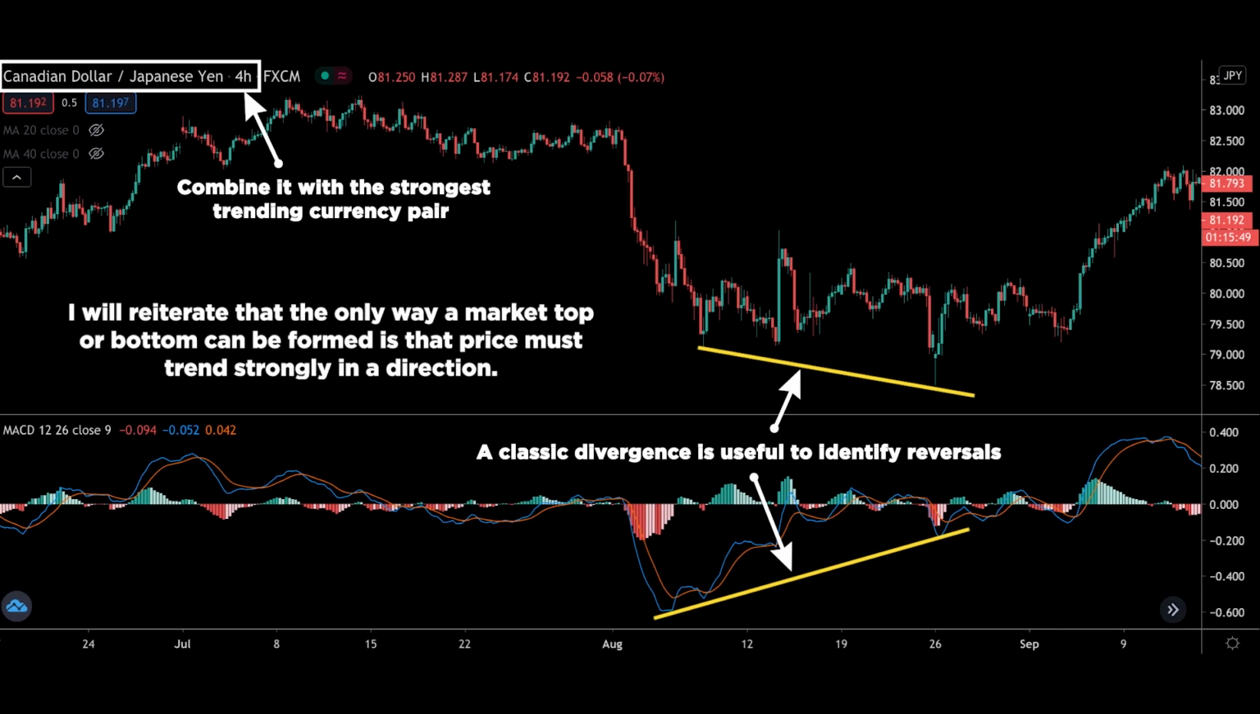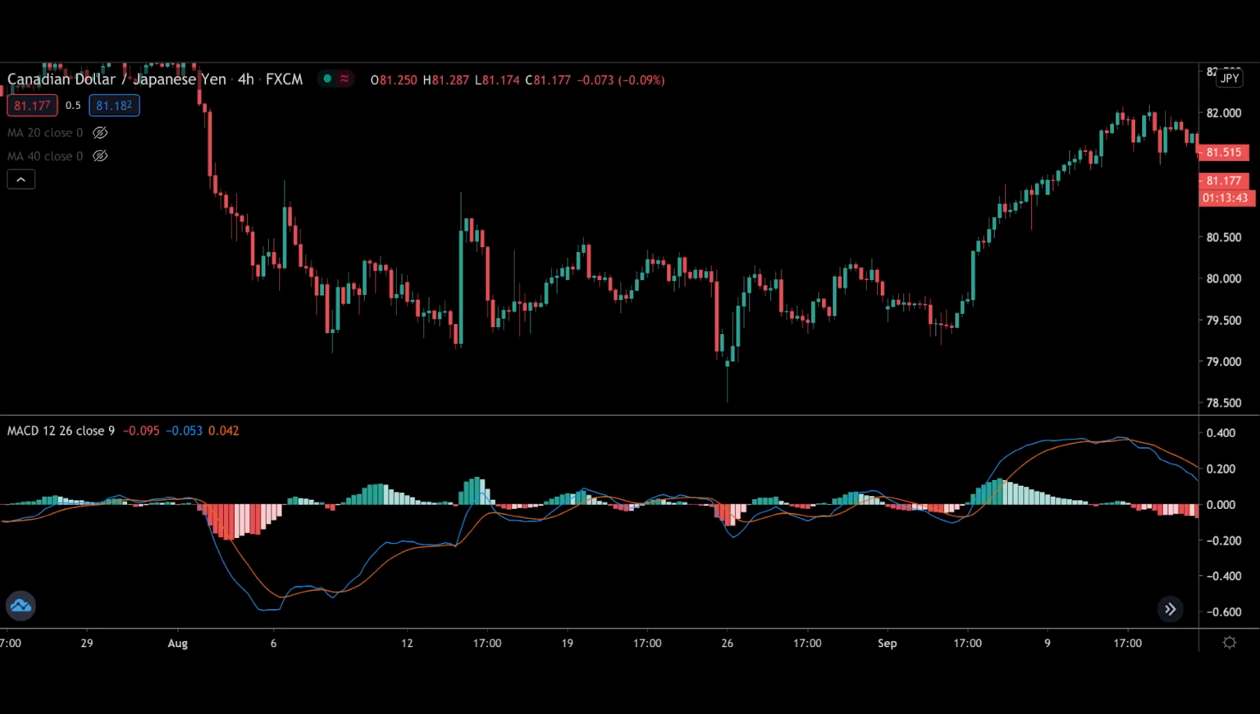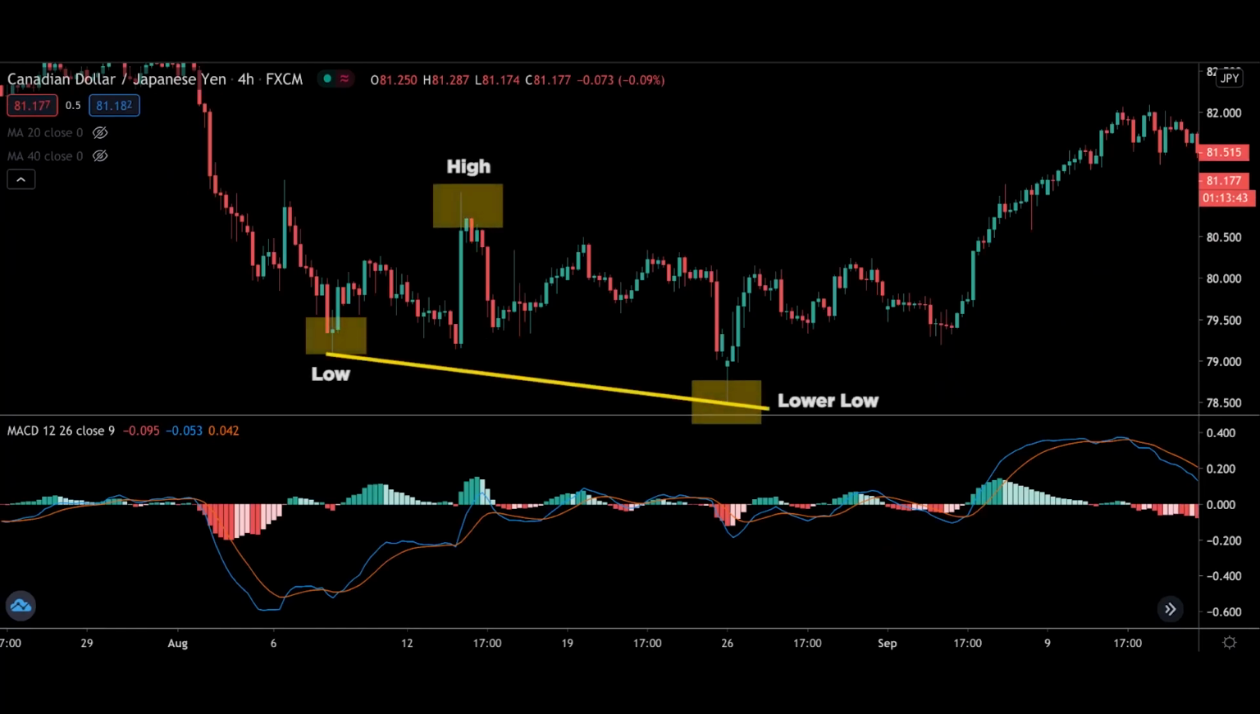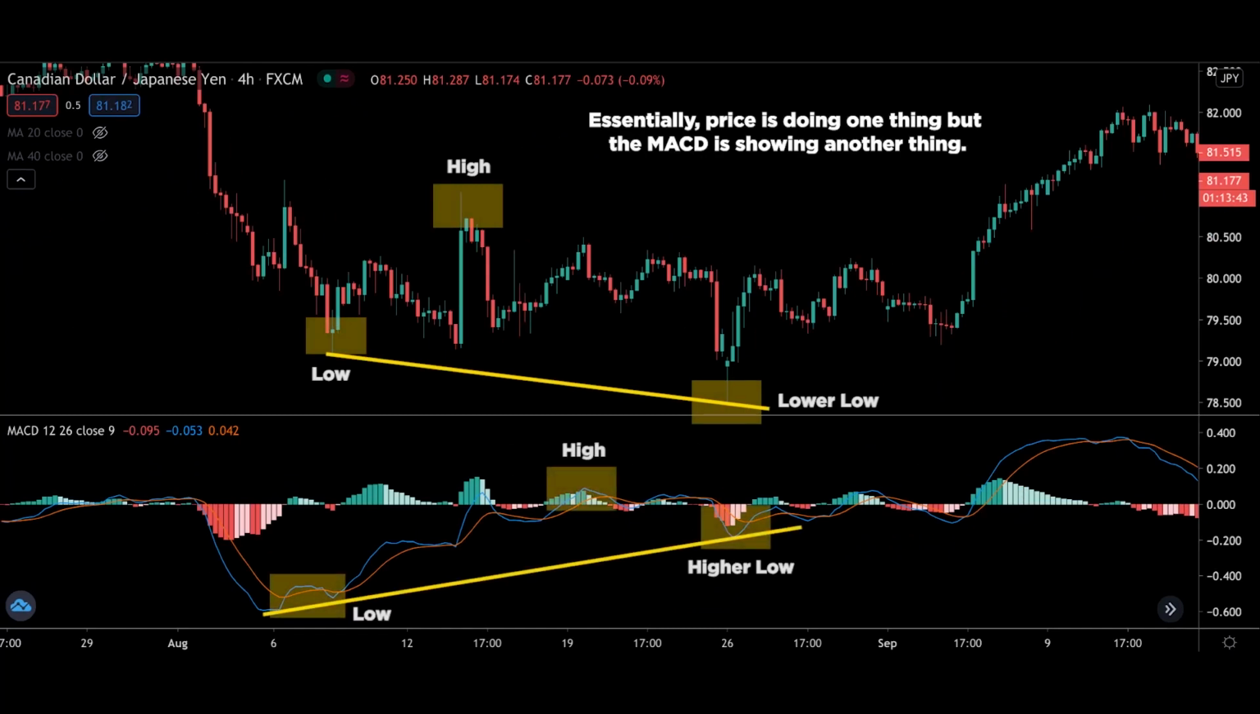Again, I will reiterate that the only way a market top or bottom can be formed is that price must trend strongly in a direction. Thus, we need to pair the strongest currency with the weakest currency to get the currency pair that is trending the most. A classic bullish divergence happens when the price is making a lower low, but the MACD is making a higher low. Essentially, price is doing one thing, but the MACD is showing another thing. The opposite is true for a classic bearish divergence. But for this example, since we are trying to pick a market bottom, let's focus on the classic bullish divergence.